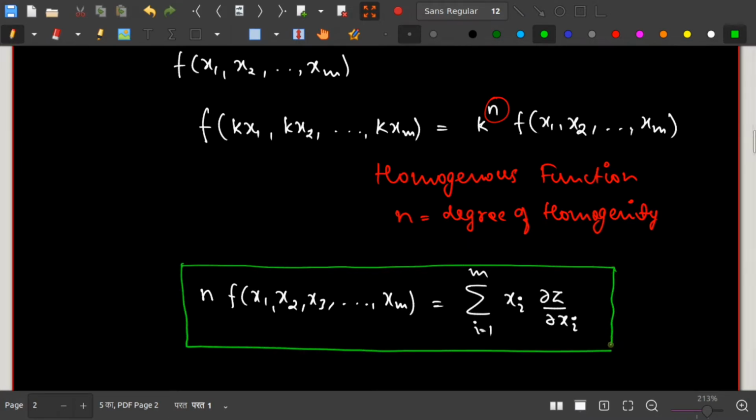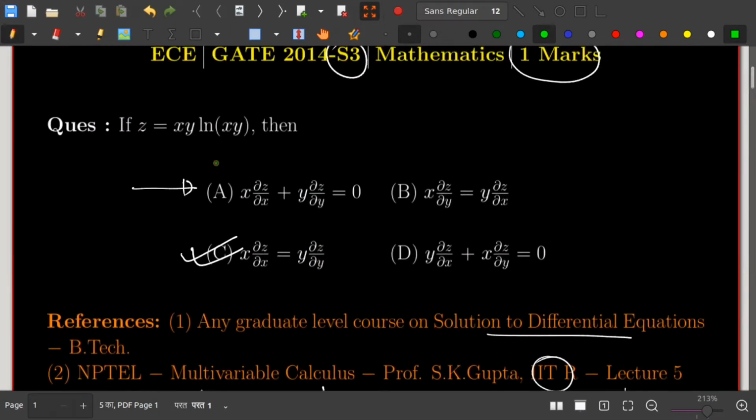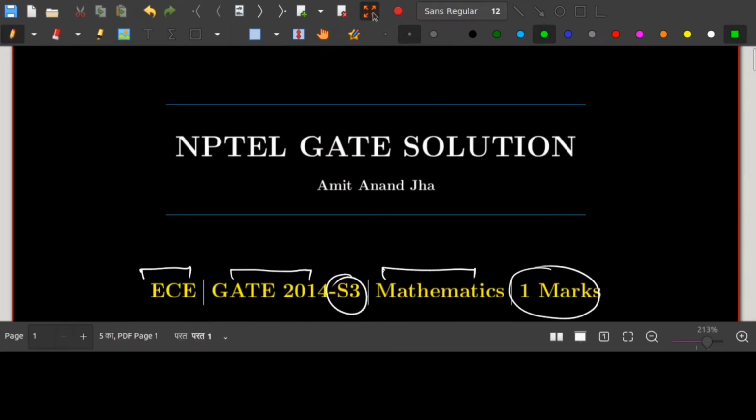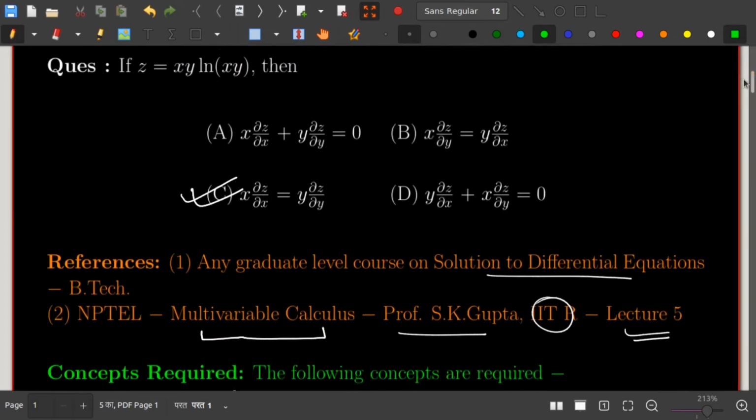Now you see option 1 of this particular question is that very same kind of an option, right? You have the variable times the partial derivative with respect to that variable, the variable times the partial derivative with respect to that variable, but the sum doesn't account to n times the function.